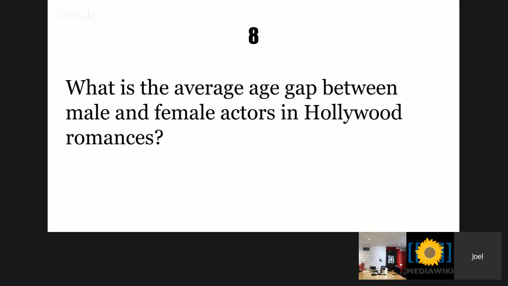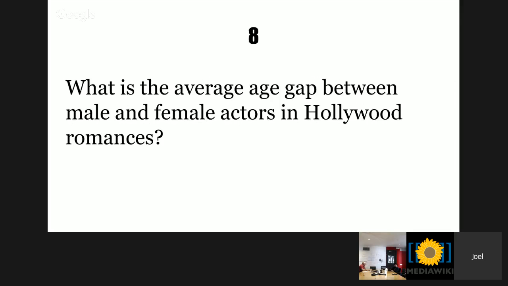Question 8, for the last time, what is the average age gap between male and female actors in Hollywood romances? And indicate which direction it is, if male actors on average are older or if male actors on average are younger than female.